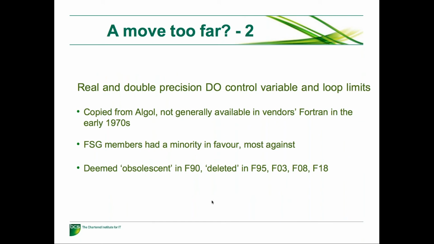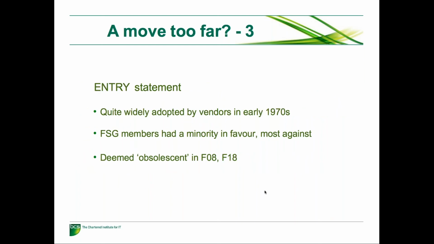Another one, which is generally regarded as a terrible mistake: real and double precision DO control variables. That was in Algol for some reason, someone not realizing the power of floating point arithmetic. It was not generally available in vendors' Fortran, but it was thought in the development of Fortran 77 that we should follow Algol, since Algol was considered to be a good thing. Most FSG members were against, and it was immediately deemed obsolescent and then deleted in all subsequent standards.